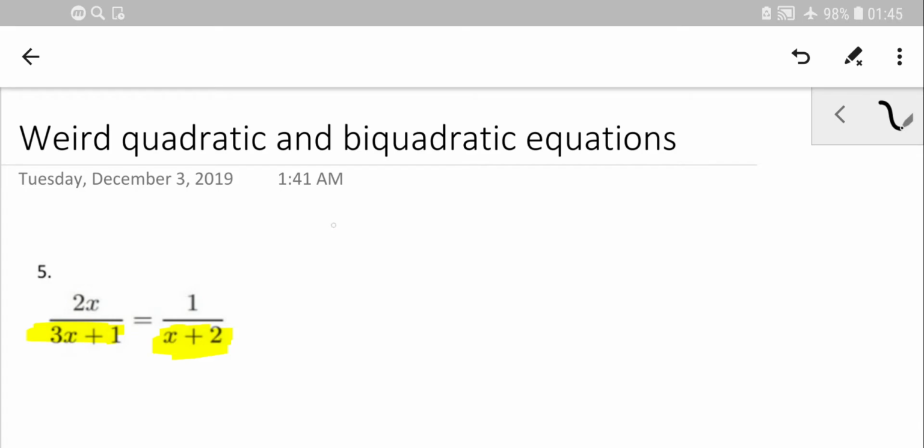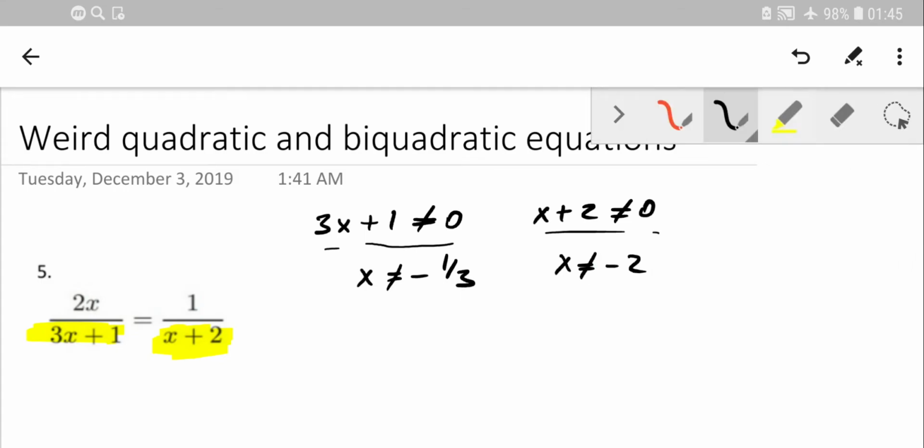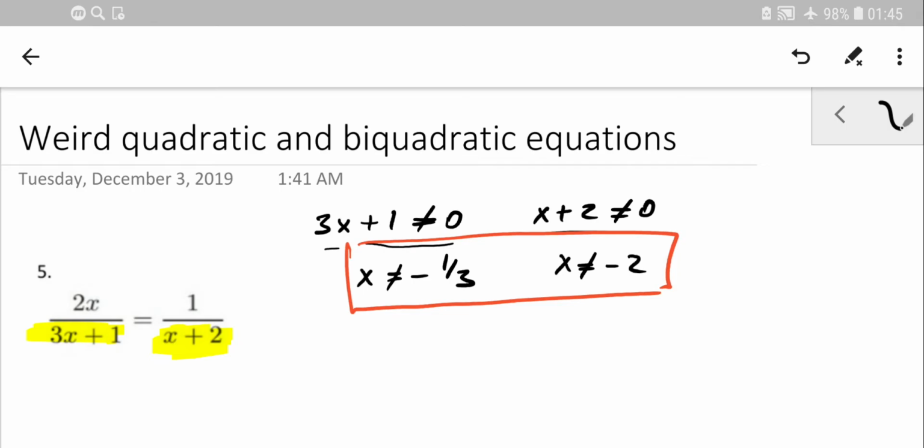So what am I saying? I'm saying that simply 3x plus 1 is not equal to 0, and x plus 2 also should not be equal to 0. From where you can exclude solutions of these mini equations. So x from the first one is not equal to negative 1 over 3, and x also shouldn't be negative 2. Just bear in mind, or it's better to write down immediately, when you see fractional equations.